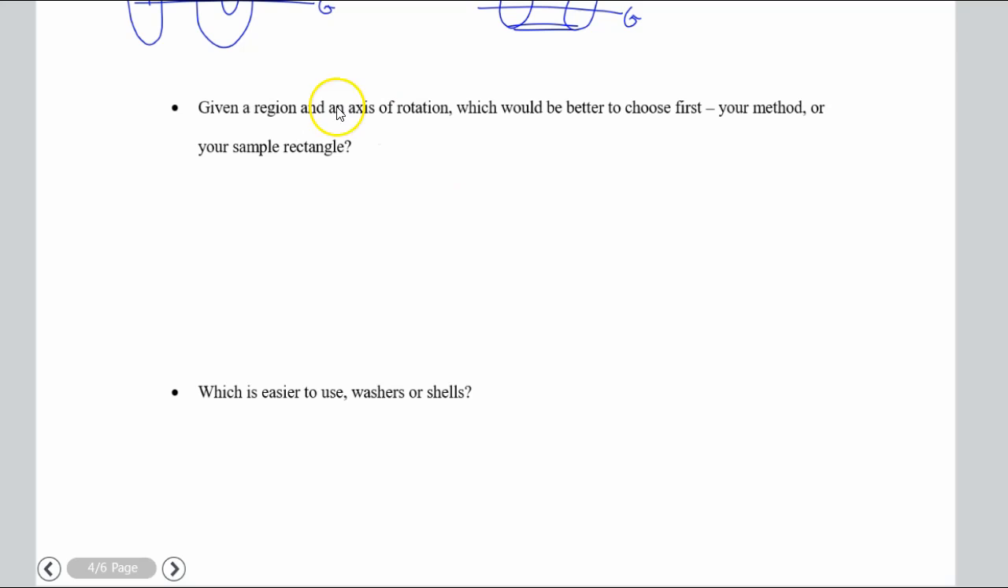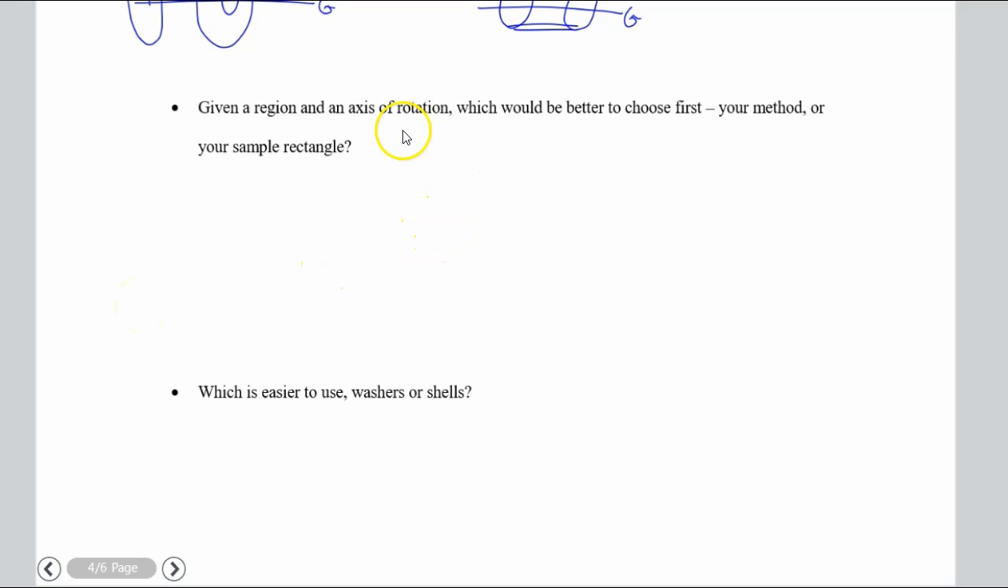This other question: given a region and axis of rotation, which would be better to choose first, your method or your sample rectangle? So again, go ahead and pause the video, think about it, maybe write a response down, and then see what that should be.